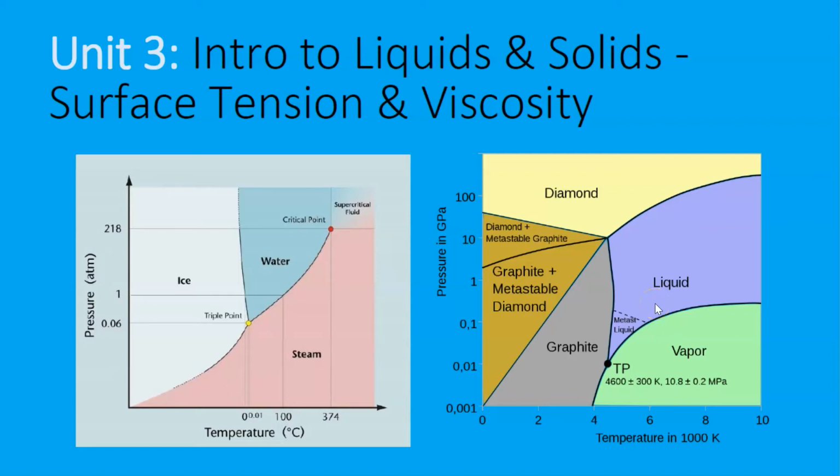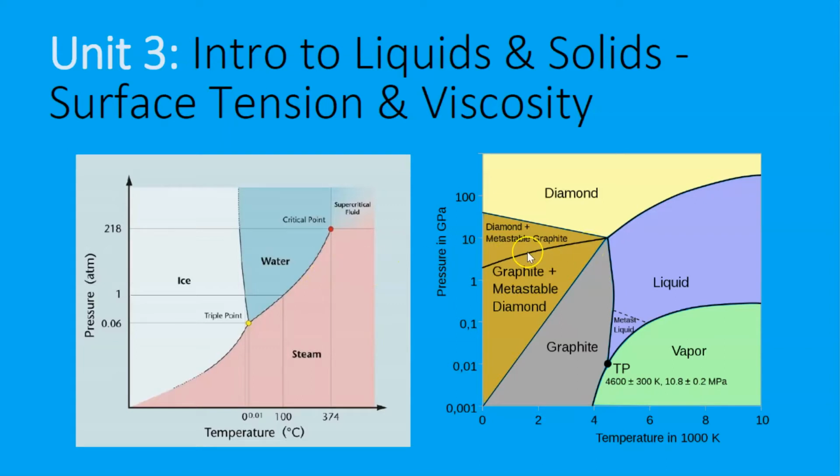Hi, this is Unit 3, the start of Unit 3 actually, and it's on liquids and solids. If you're following the order of the units in the channel, then we would have just gotten done with gases, and now this is a natural extension of that unit. You see here, these are called phase diagrams, and you can change one phase into another.